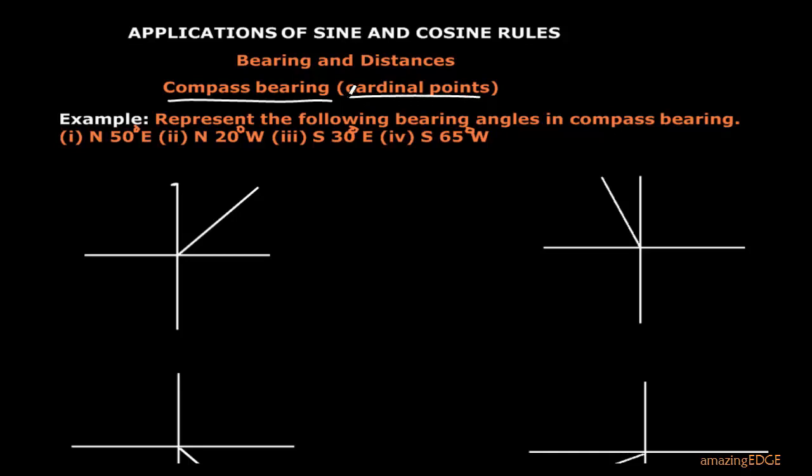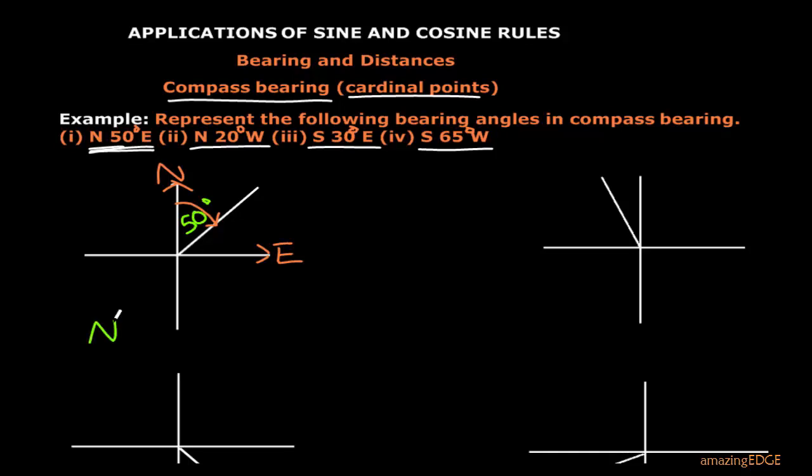In this example, it says, represent the following bearing angles in compass bearing: one, 50 degrees northeast; two, 20 degrees northwest; three, 30 degrees southeast; and finally four, 65 degrees southwest. So we start from the first one. Here, we are moving from north to east. So we first of all locate north and east. Here is our north, and here is our east. That's the first thing you will do, locate those two points. Now, 50 degrees northeast means that you're going to rotate 50 degrees from north to east. So you're going to move in this direction, from north to east, and it should make an angle of 50 degrees.